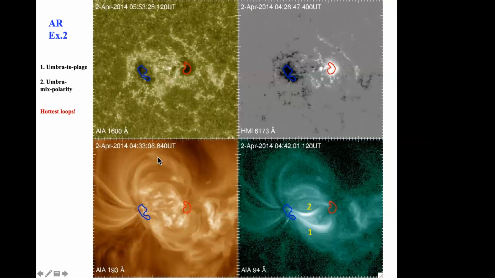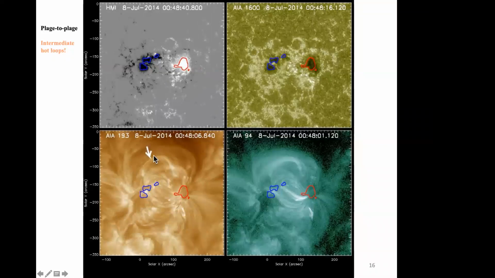This example is from the second active region, where there are two bright loops, and one is connecting sunspot umbra to a unipolar plage region here. The second one is connecting sunspot umbra to a mixed polarity plage here. Then there are many intermediate hot loops, which are never as bright as the connections I showed you before. So this example connects plage region to plage region, and they never become as bright as the other brightest loops.